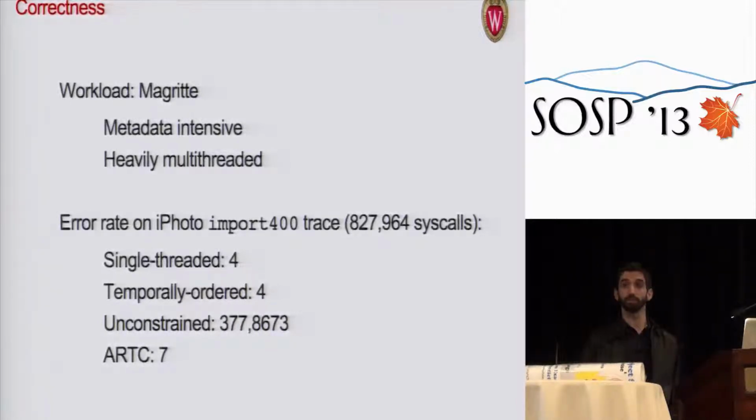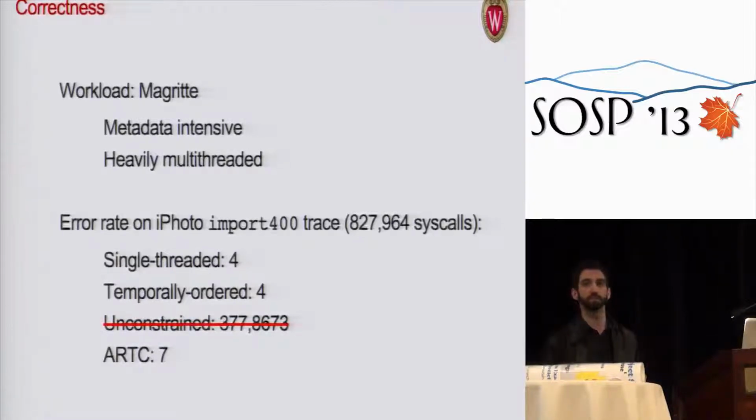In contrast, a fully unconstrained replay, as you can see, has vastly more errors. Almost half the system calls in the entire trace fail. You might expect this given that it's completely unsynchronized. So upon seeing results like this, we eliminated unconstrained replay from further consideration. We didn't bother doing a performance evaluation on it because it's really just not preserving the appropriate behavior of the trace. ARTC, in this one case, does slightly worse than single-threaded and temporally ordered on correctness.